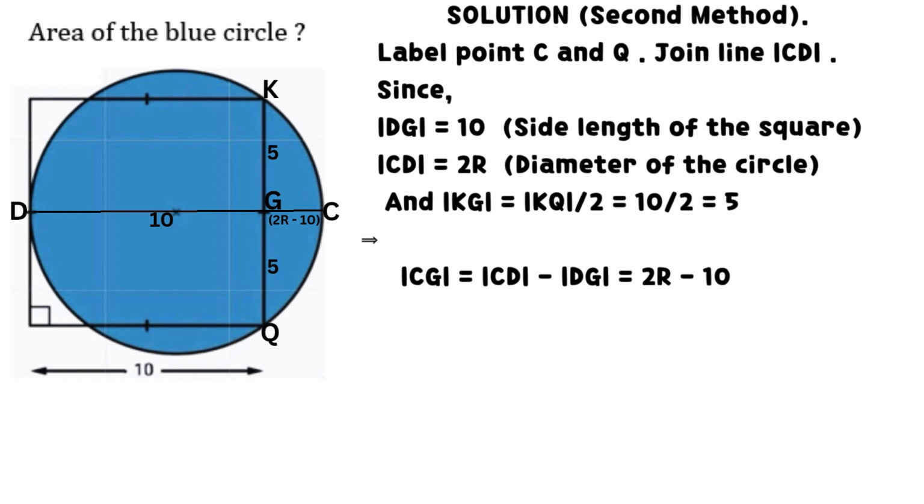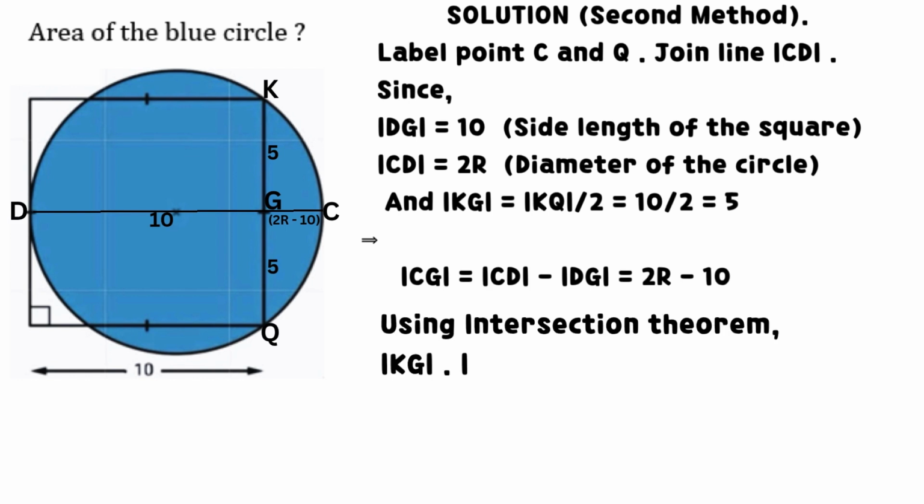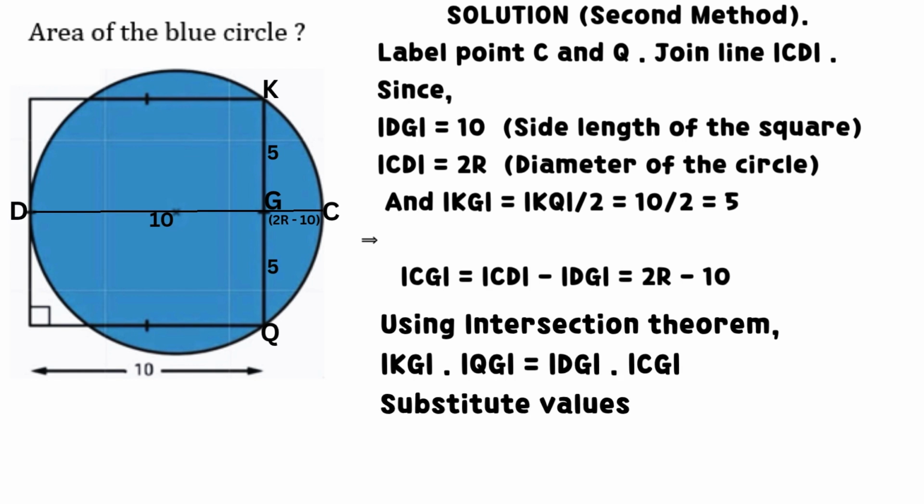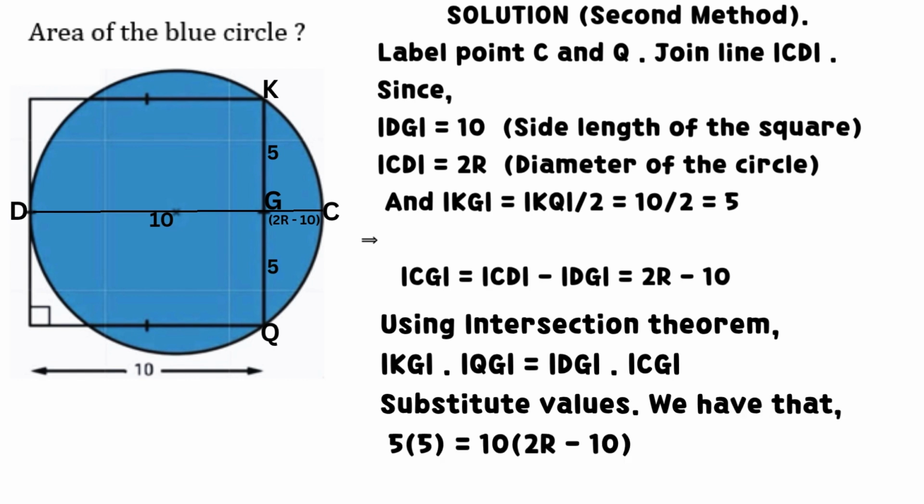Also, line CG equals line CD minus line DG, which equals 2R minus 10. Using the intersecting chords theorem, the product of line KG and line QG equals the product of line DG and line CG. Substitute values. We have that 5 times 5 equals 10 multiplied by (2R minus 10).